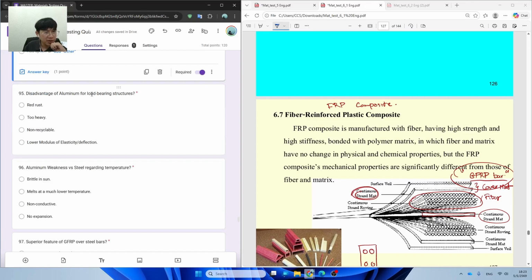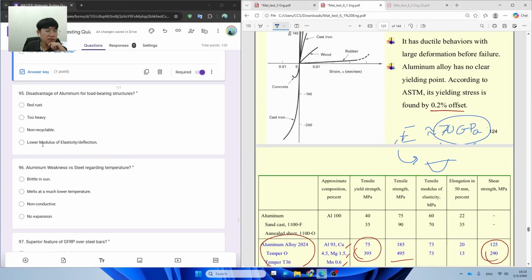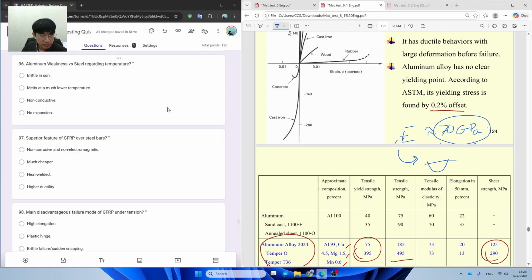And for the disadvantage of aluminum for load bearing structures, I think I already explained it here, because of its low modulus of elasticity, which provides a really high deflection to the structures. So in terms of using it as a structural element, it's not really a good one to use, but for decoration or environmental resistance, or resisting only a small load, like glass put outside, it's going to be a really good material to use.